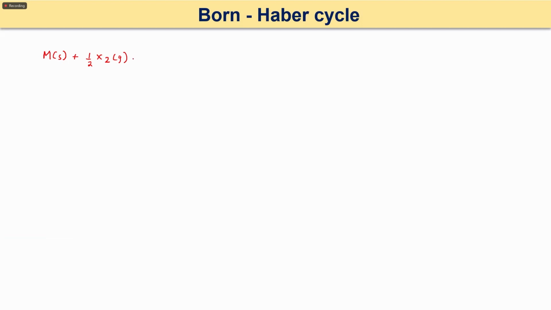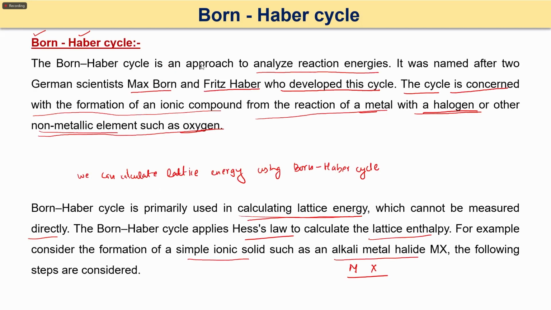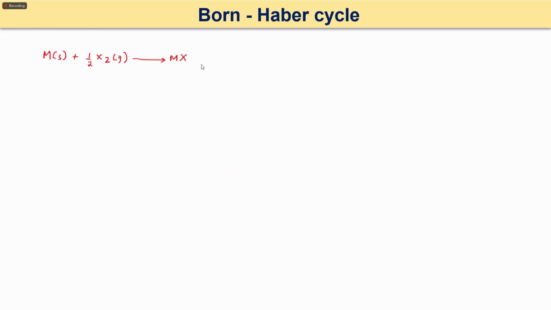If metal halide is formed, what will it be? Metal MX. Okay. So this is what? This is the heat of formation of metal halide. Okay. So this is the heat of formation, that is delta HF of metal halide.